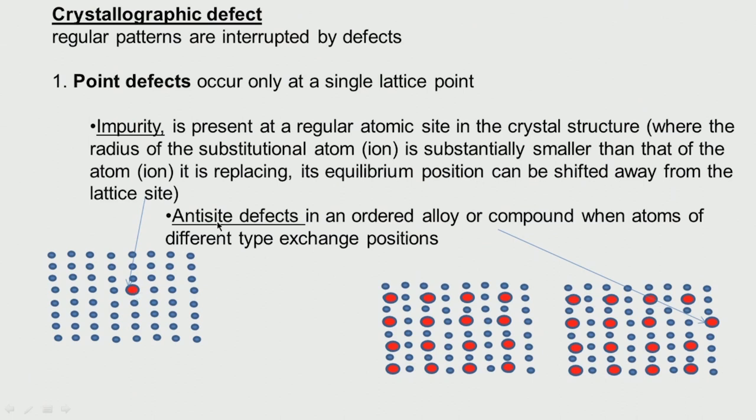Then there is something called an anti-site defect. Suppose you have an ordered alloy of two different atoms, placed one after another like this. But then there is a rearrangement. Look at this: instead of this being there and this being there, that is atom 1 and atom 2, they get interchanged. This is called an anti-site defect.